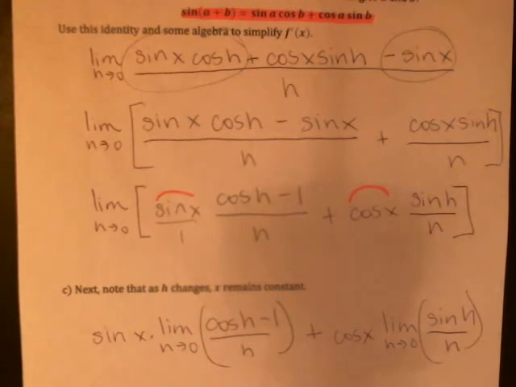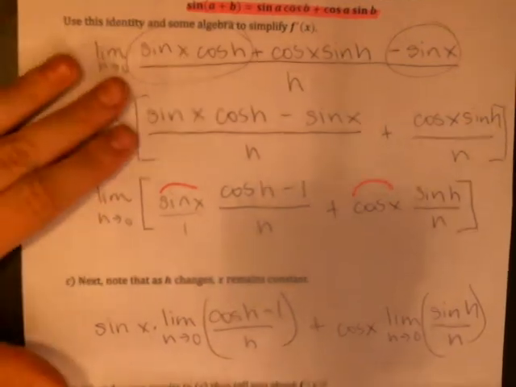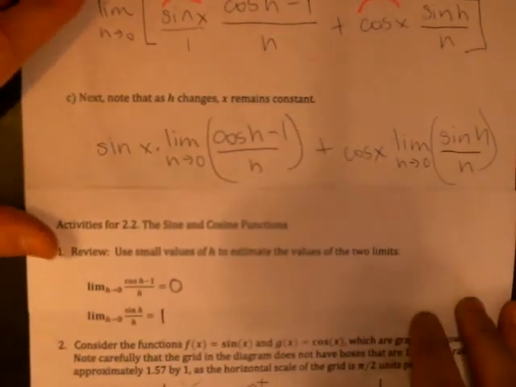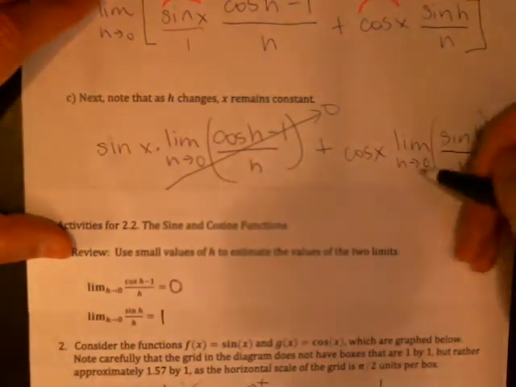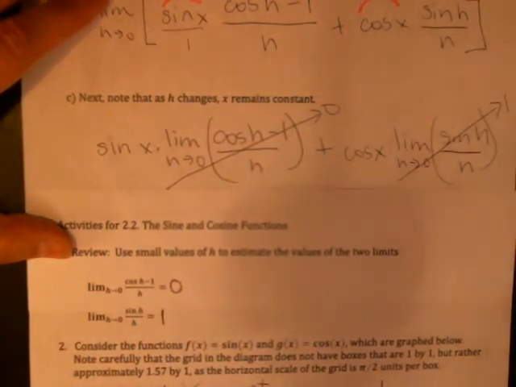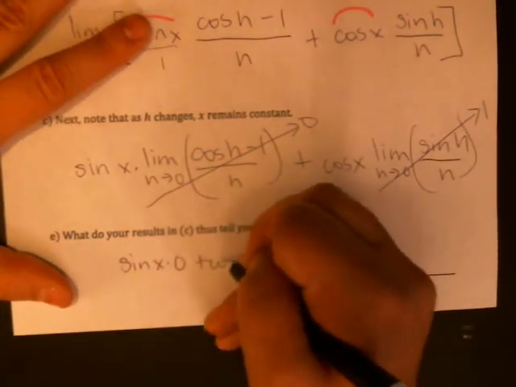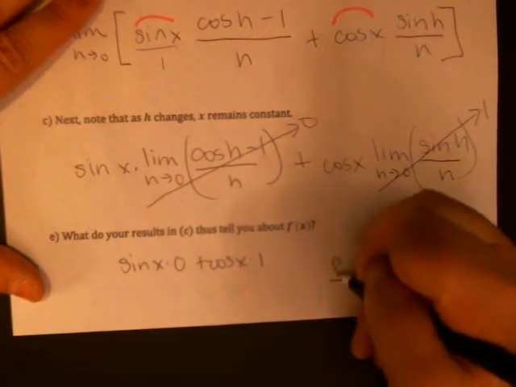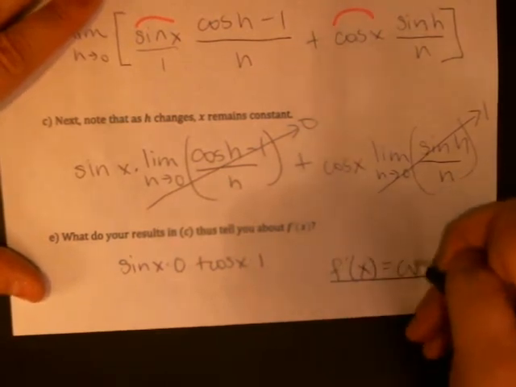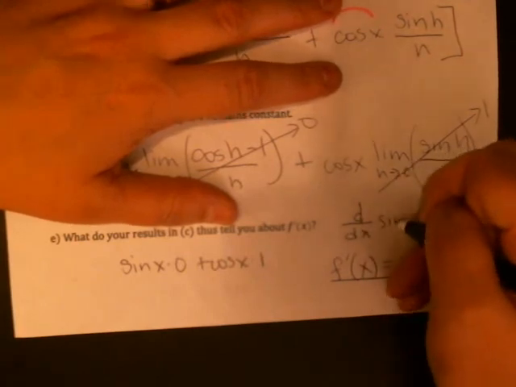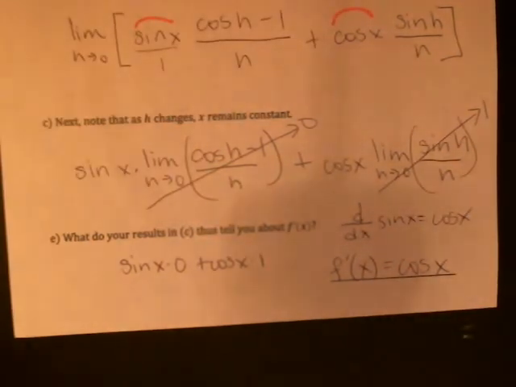And lucky for us, on the first page, we did this. We figured out that cosine h minus 1 over h is 0, so this whole thing goes to 0, and sine h over h goes to 1. Which means that what I really have is sine x times 0 plus cosine x times 1, which is just cosine x. So this is our next shortcut. I don't remember what number we got to, but the derivative of sine x is cosine x.